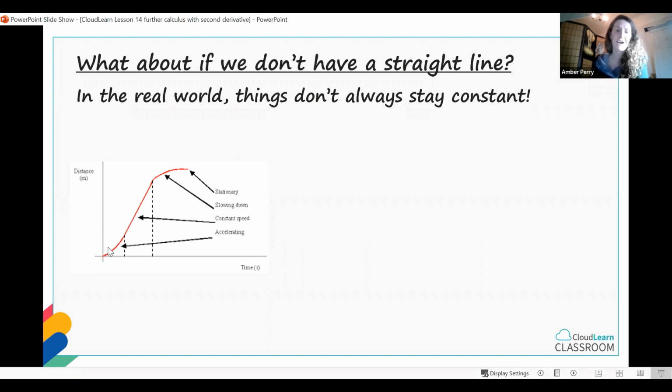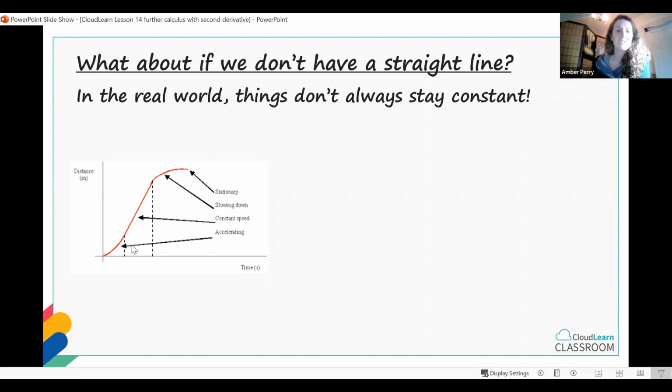So actually it's rarely going to be a perfect straight line that you're going to be calculating a gradient from in real life. So it's going to look something more like this, where it's kind of speeding up a little bit, accelerating here. It might go at a constant speed for a while, and then it might need to slow down because, I don't know, it's a car and it's seen some traffic lights or something. So most distance time graphs would look something more like this, okay?